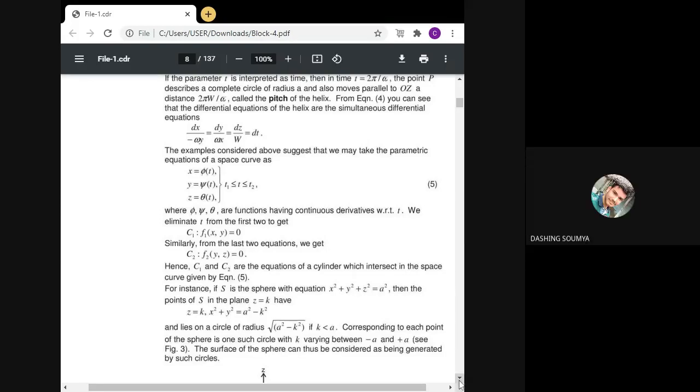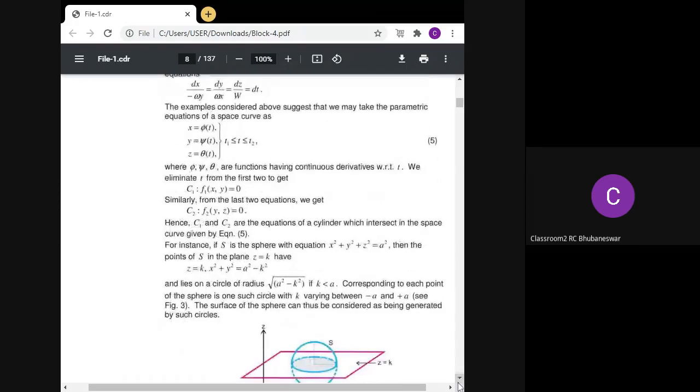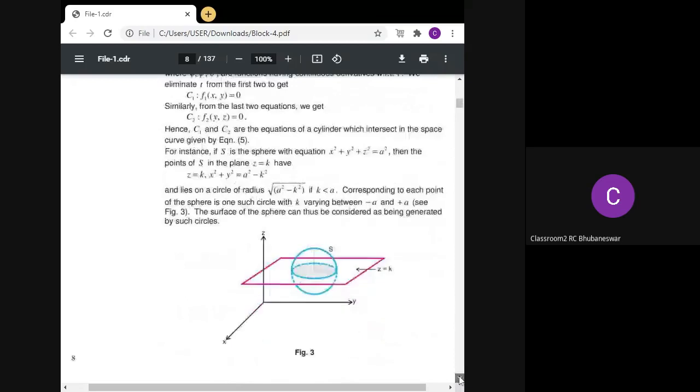How can we generally define a function? Sound is not clear. Hello? Maybe your network will be a problem. Network will be there.